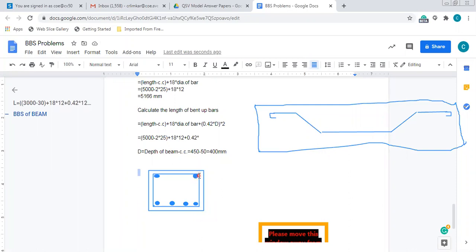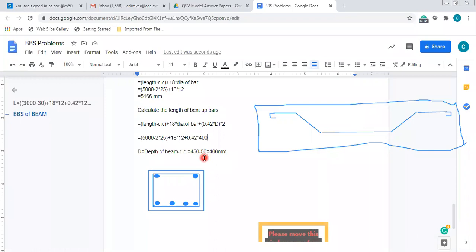Clear cover provided is 25 mm from top and 25 mm from bottom. So you need to subtract the clear cover, the top cover and the bottom cover. So 450 minus 25 minus 25, your answer comes as 400 mm. I don't think it is that difficult. Still you are facing the problem. So here capital D will be nothing but 400 mm.